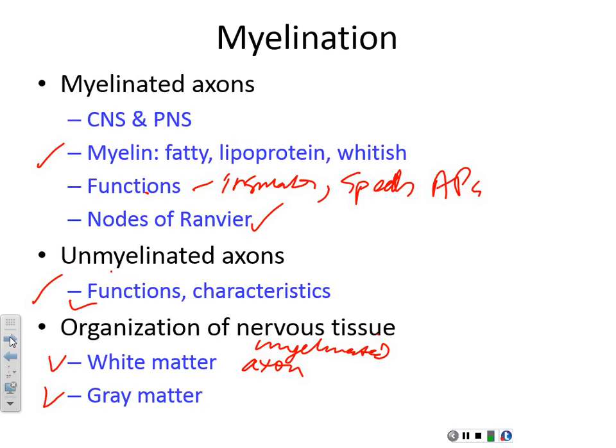Okay, and then what is gray matter? What is gray matter made up of? Anything that's not myelinated, which could be dendrites. Dendrites don't get myelinated, and the soma doesn't get myelinated. What else doesn't get myelinated? Some axons. So if I was to ask you to describe gray matter, you'd have to mention all those things: unmyelinated structures, which include some axons, cell bodies and dendrites. White matter will be myelinated axons.